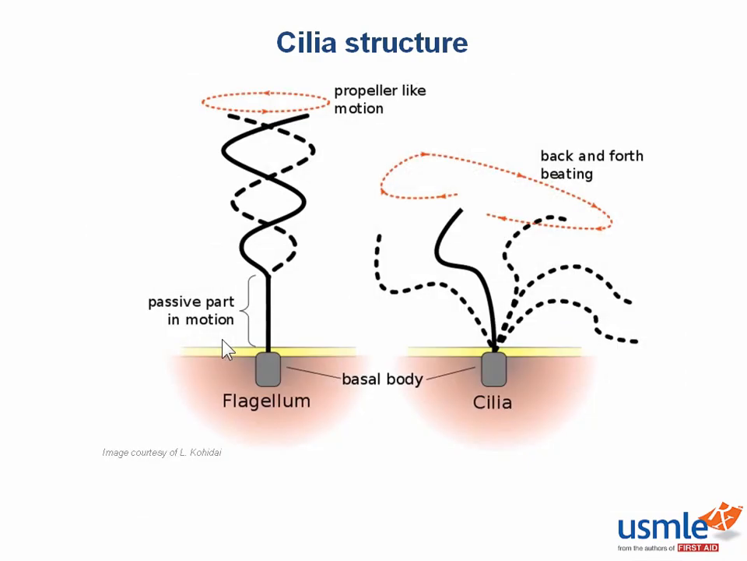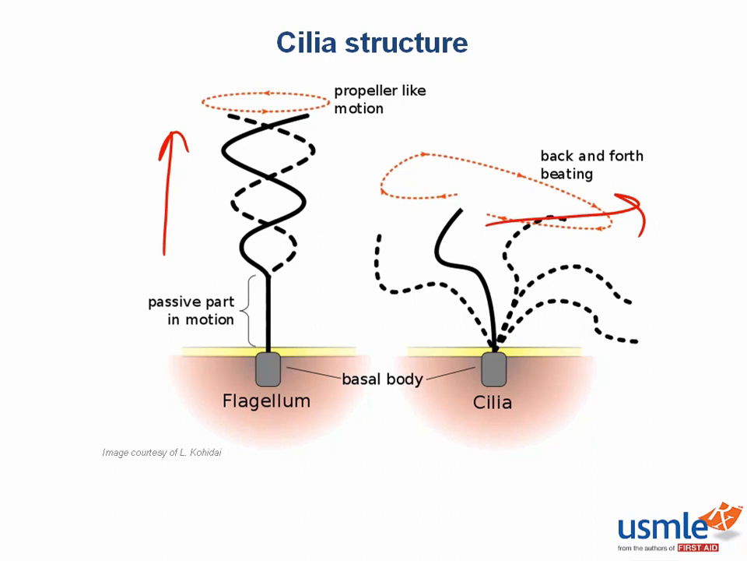Flagella and cilia have a similar structure if you take a look at the cross-section, but they also have some functional differences. First of all, flagella move in this kind of propeller pattern, since they're trying to generate force that pushes the cell away from where it's pointed. Cilia beat back and forth, since they're trying to keep the fluid outside the cell moving in a consistent direction.